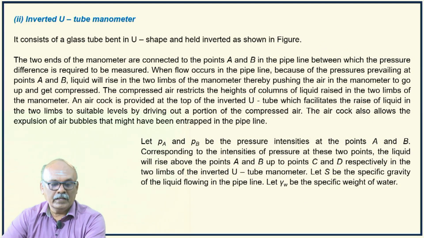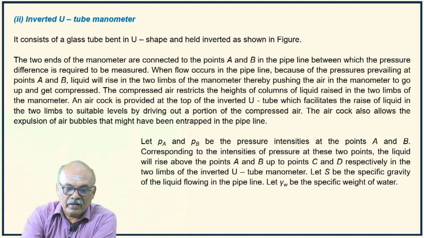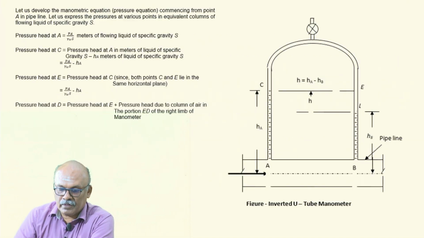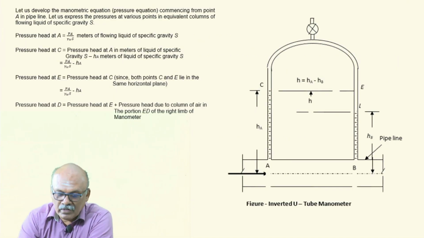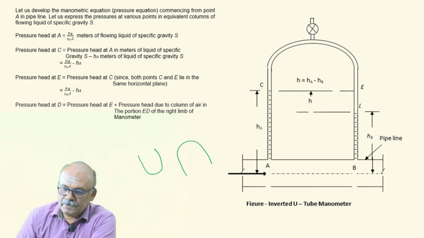Then the inverted U-tube manometer, the second category. It consists of a glass tube bent in U shape and held inverted as shown in the figure. See, like this, so inverted U. So what does U tube mean? It is the alphabet U. Inverted U tube means it becomes like this.